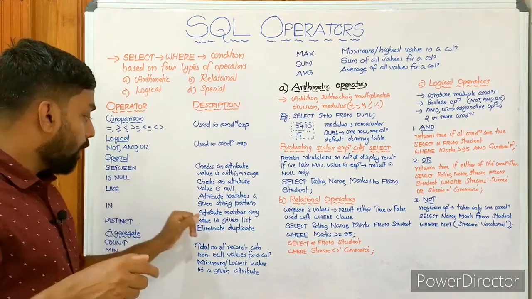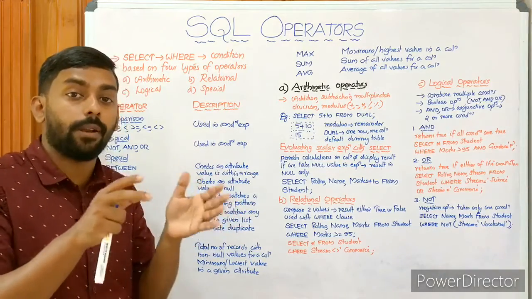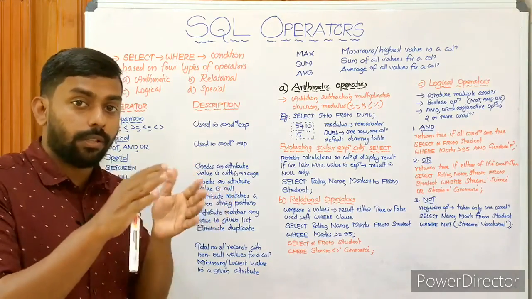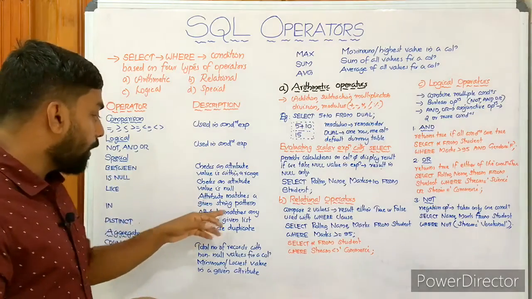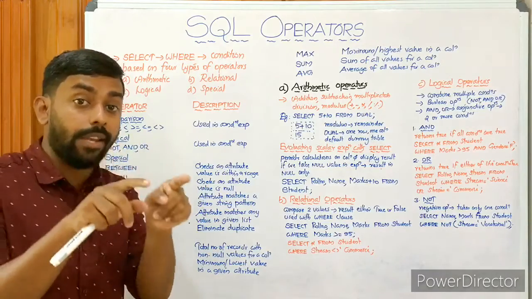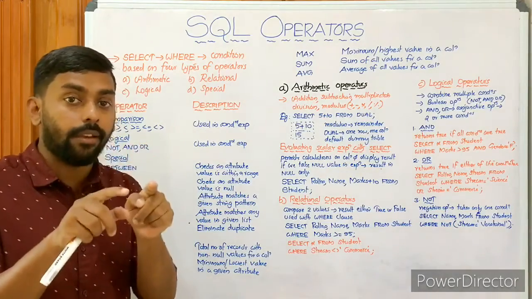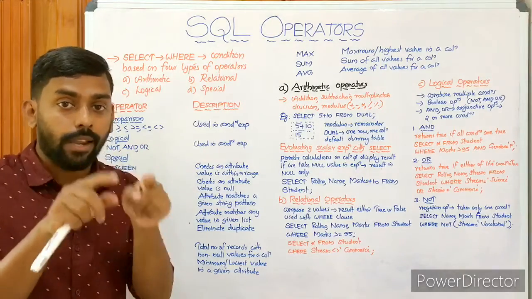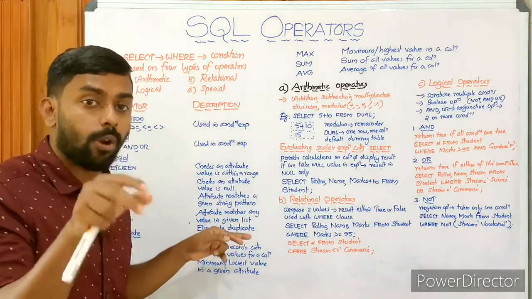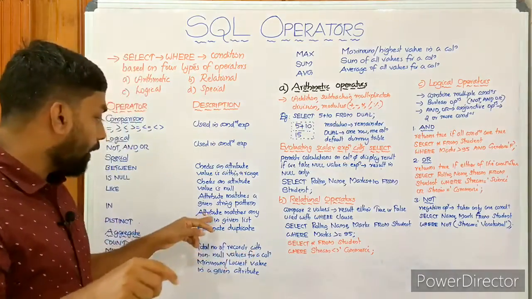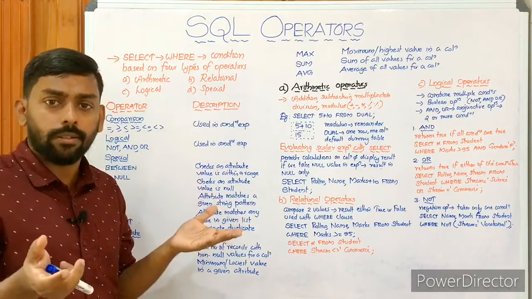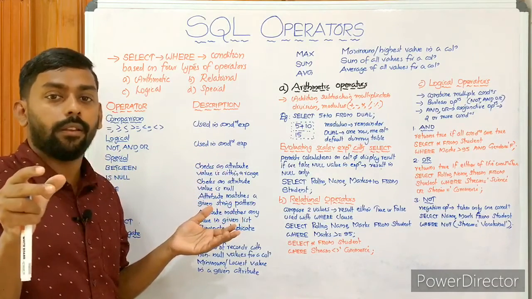Then in means in. For example, roll number in 1, 2, 3 or marks in 98, 99, 100. We have a set of values, and it checks whether the value is included in the list or not. The attribute matches any value in the given list. For example, it matches 98, 99, or 100.